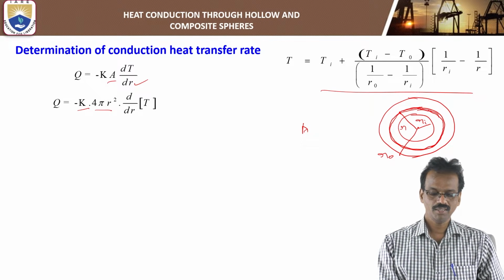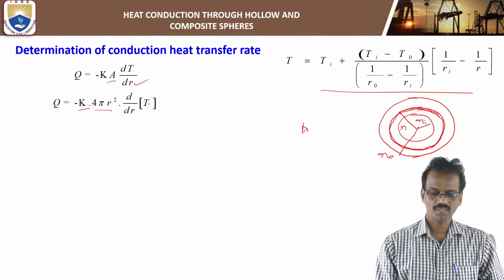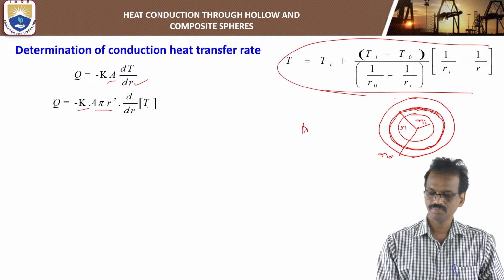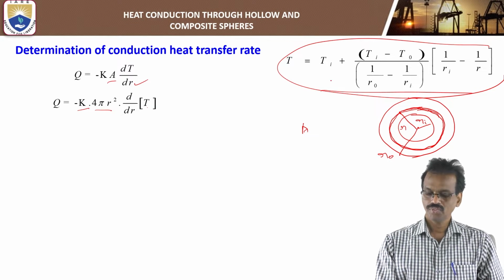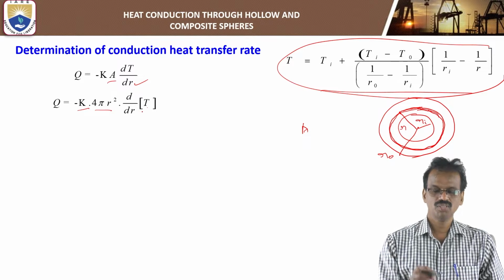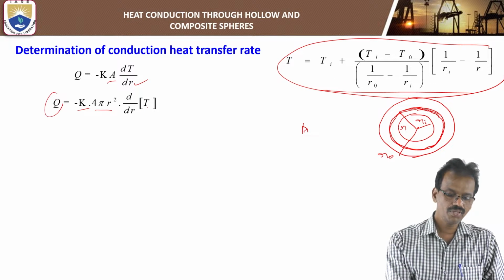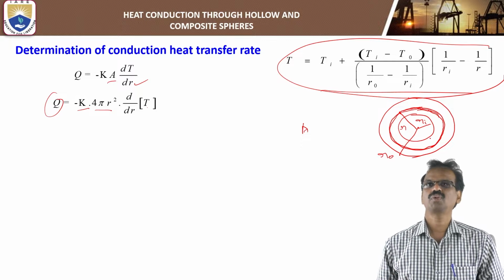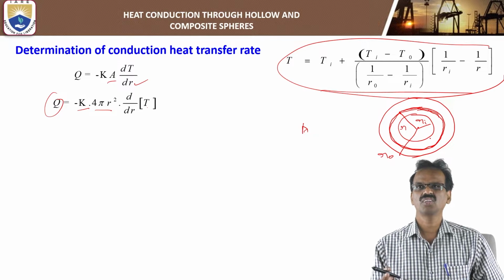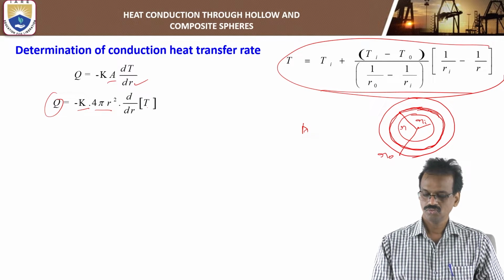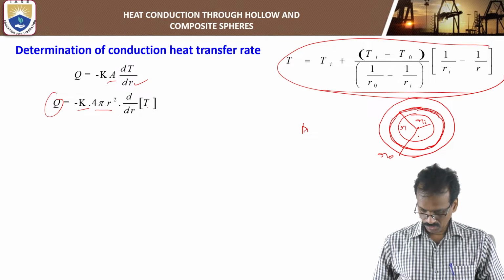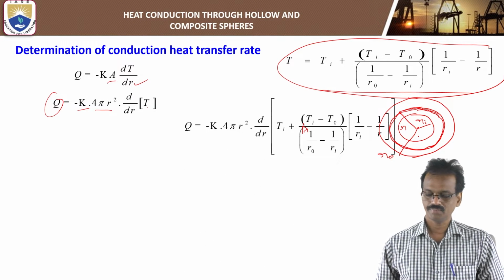Next, d by dr into T. That is the capital T, so T is nothing but this one. You can substitute this whole term in this expression, then we will get the rate of heat transfer in the small elemental hollow sphere. So substitute the value of T in this one.